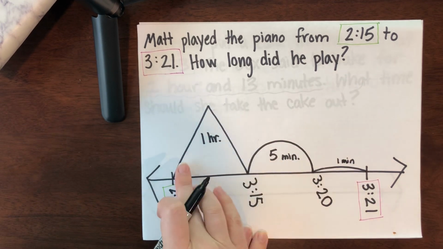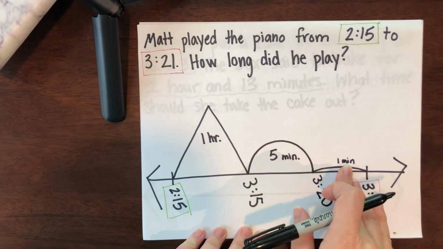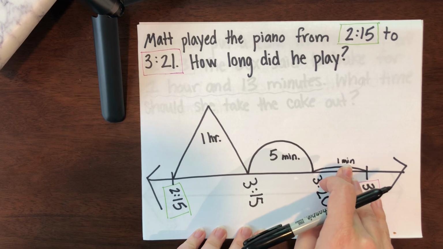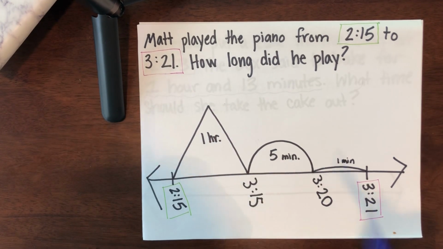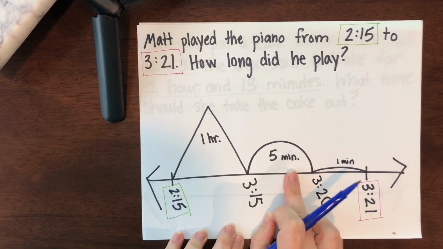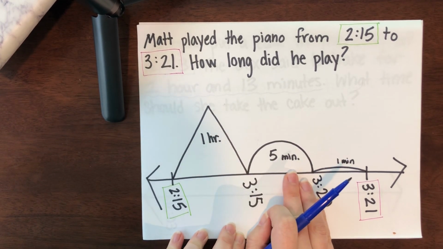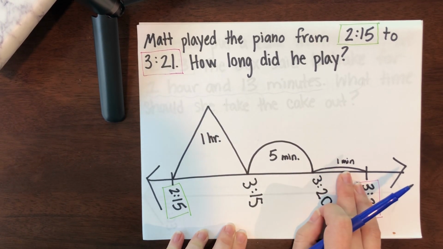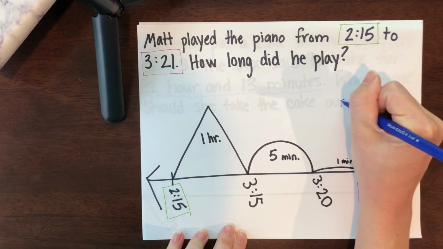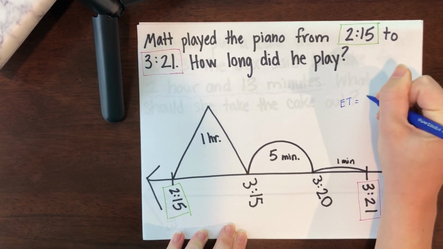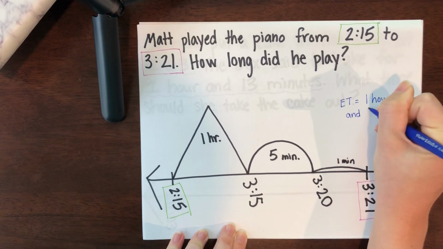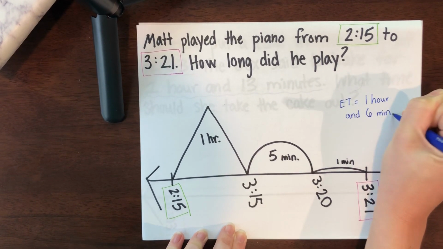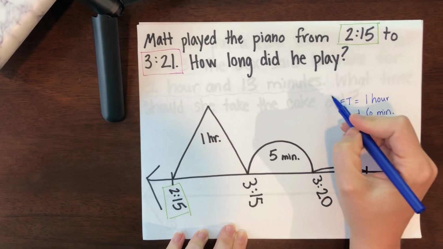So what I'm going to do is take what I've drawn so far and add them up to find the elapsed time. So I'm going to add my 1 hour plus 5 minutes, that's an hour and 5 minutes, plus 1 more minute. So my elapsed time is 1 hour and 6 minutes. So this is my answer.